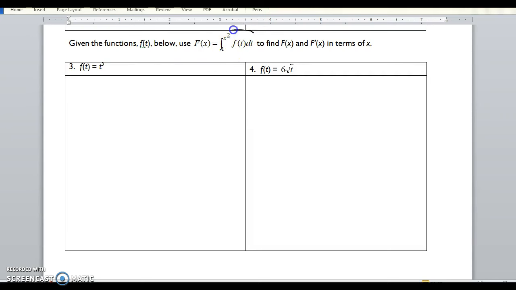All right, so now we have a new definition of big F of x. It's the integral from 1 to x squared of f of t dt. We're still going to write it out the same way we did before. You'll just notice there's an x squared instead of an x.